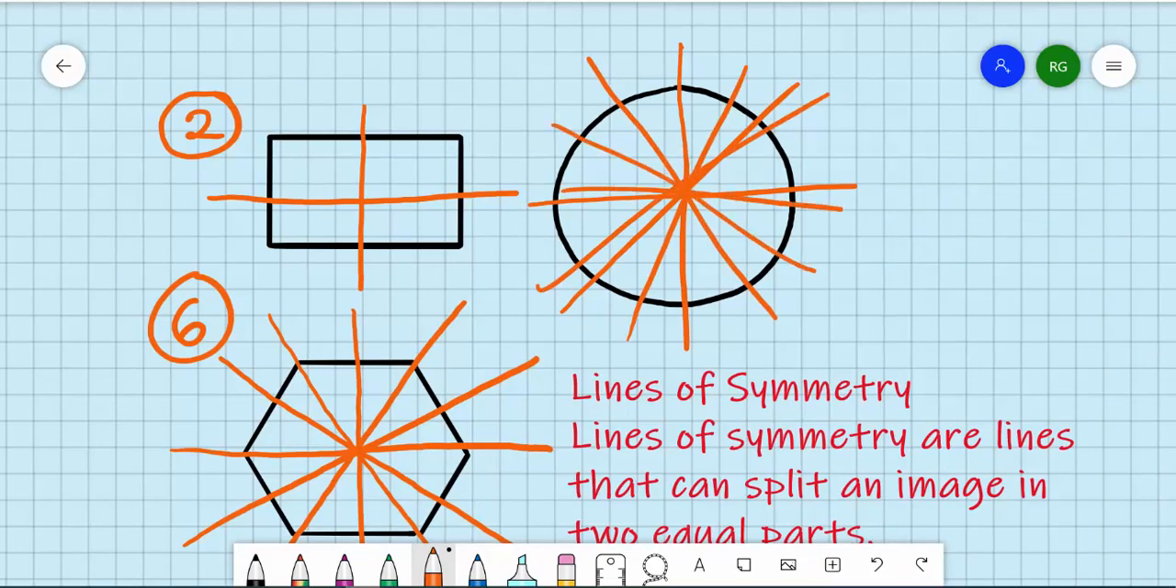And then finally, with a circle, we have one there, we have one there. And you might start getting the idea. Well, that last one wasn't very good. You actually have an infinite number. We can keep splitting that in half.